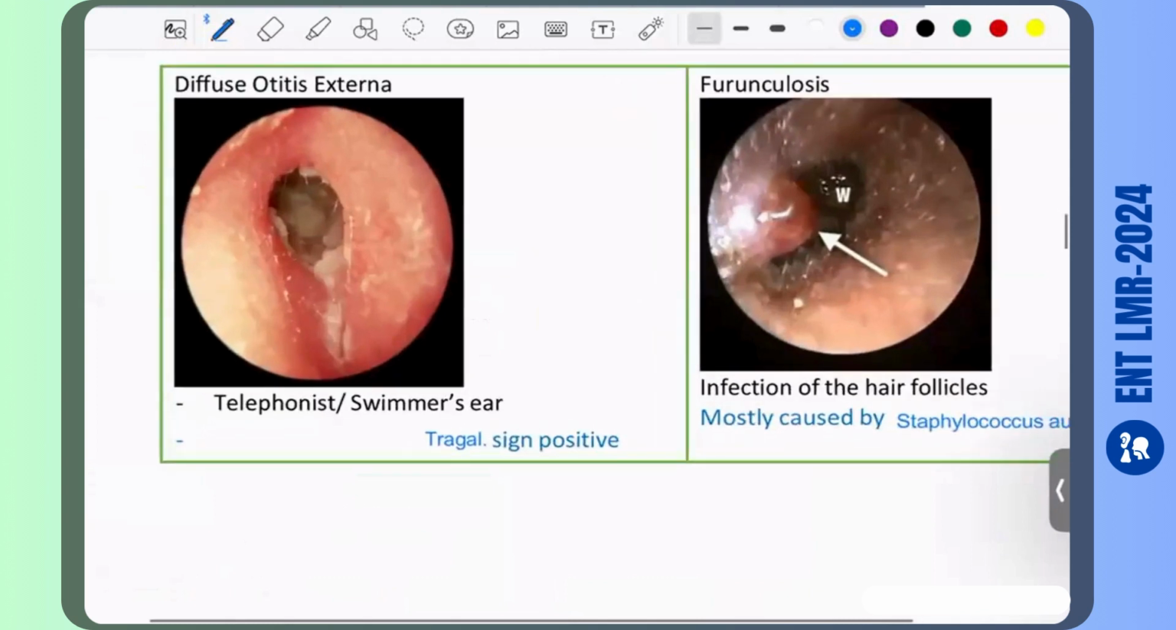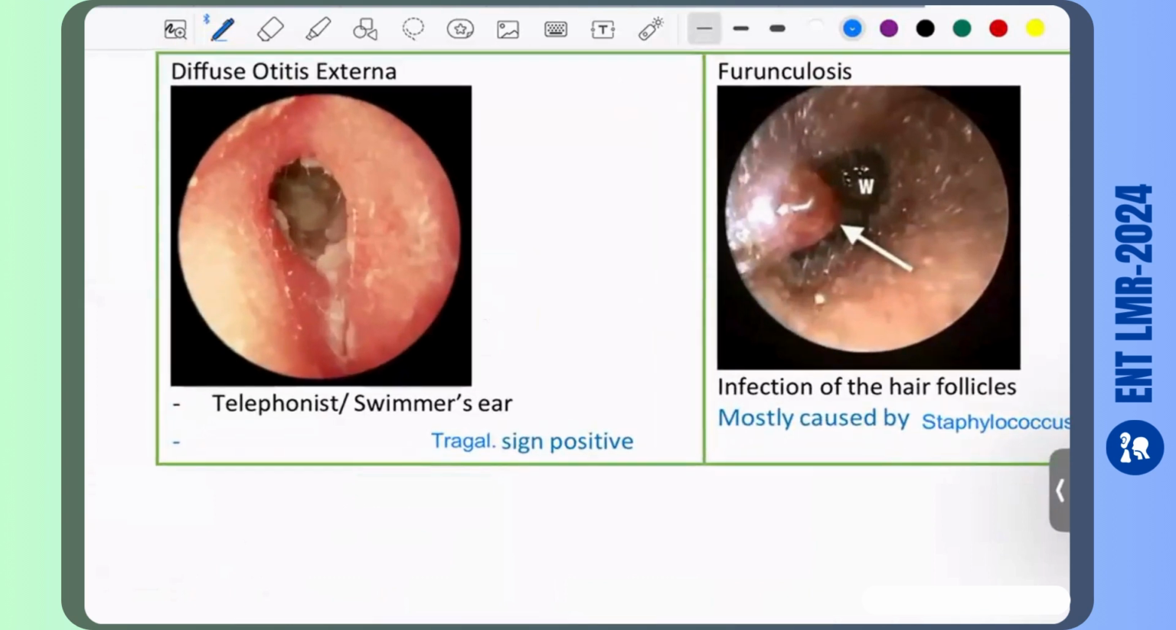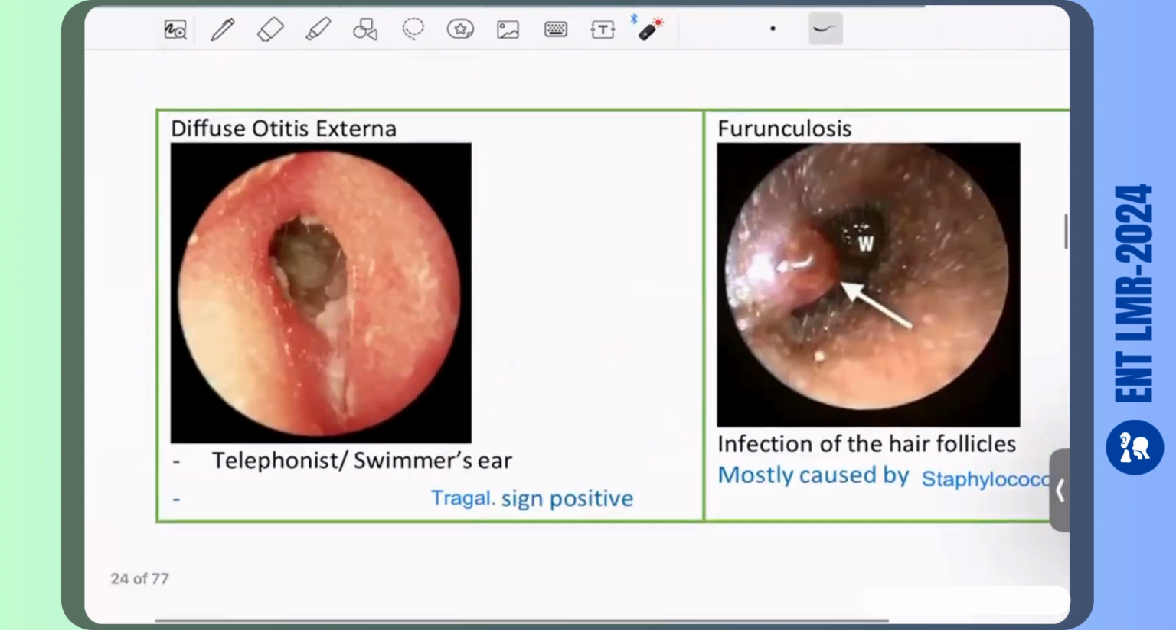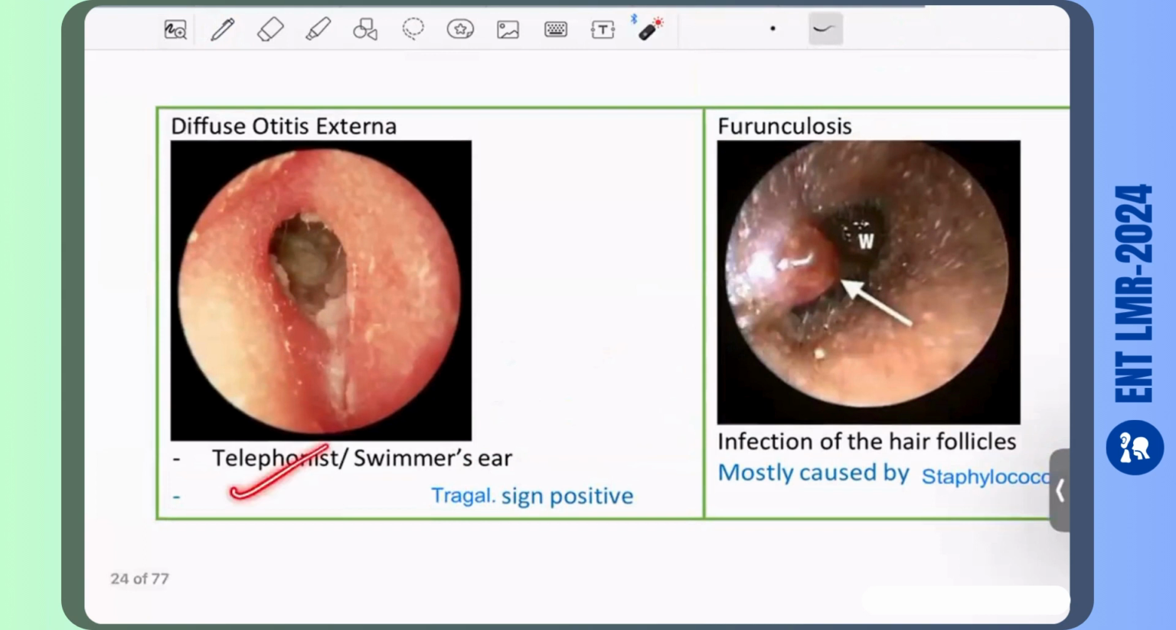I am having severe ear pain with ear canal edema. This is diffuse otitis externa, otherwise called telephonist ear or swimmer's ear. Here the patient will have tragal sign positive. If you press the tragus, the patient will have tenderness. It is called tragal tenderness or tragal sign positive. Clear? So diffuse otitis externa, telephonist ear, swimmer's ear, very, very important, tragal sign positive.